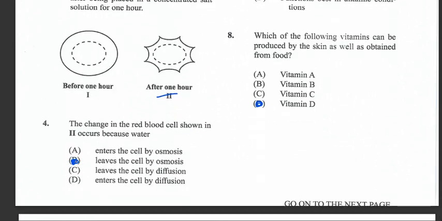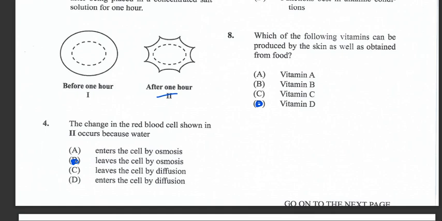Number 8 says which of the following vitamins can be produced by the skin as well as obtained from food. We all know that we can obtain vitamin D from the skin, and also we can obtain vitamin D from food as well.